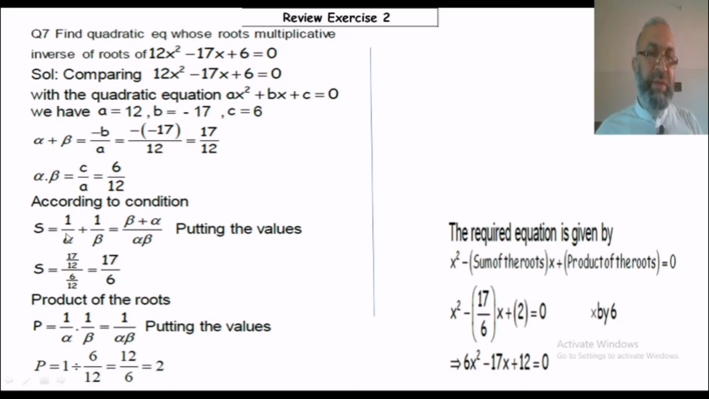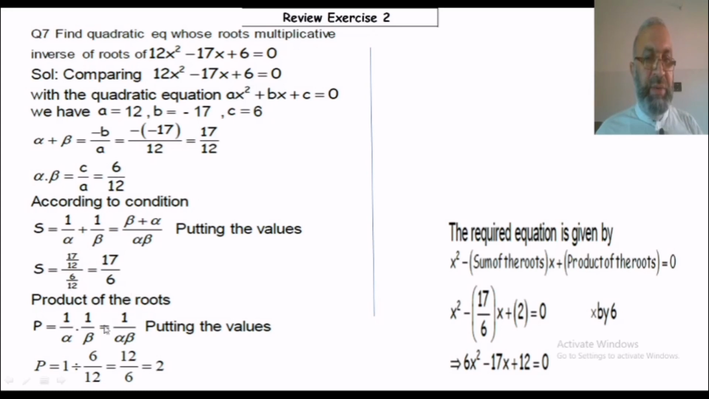The sum of the roots of the required equation becomes 1 over alpha plus 1 over beta, which is equal to alpha plus beta over alpha beta, by taking the LCM. Putting the values, alpha plus beta, that is the sum, 17 by 12, divided by alpha beta, the product, 6 by 12. So 12 and 12 cancel, and we get 17 by 6 as the sum of the roots.